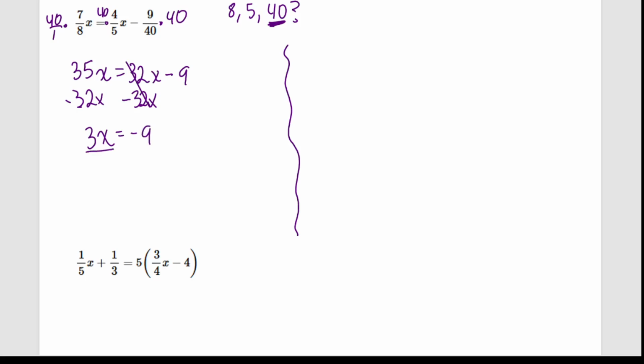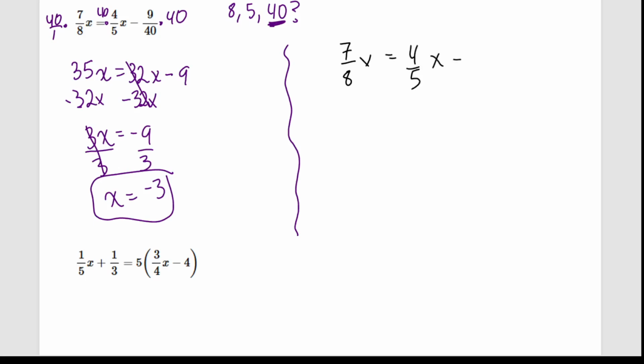And then as the last step, I would divide both sides by 3. 3 divided by 3 makes 1, and I'm left with x is equal to negative 3 as my final answer. Alternatively, I can also just directly deal with the fractions and directly do fraction operations. So in particular for this one, I want to move all x's, all variables, to one side, and keep constants on the other. So I would subtract 4/5 x from both sides.